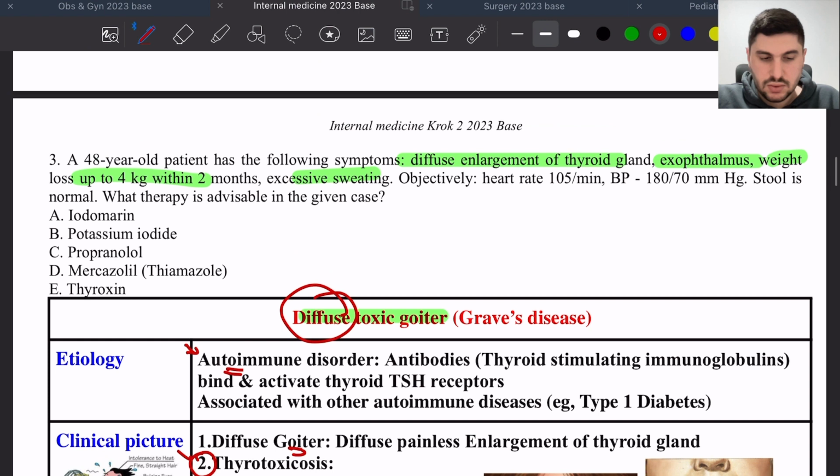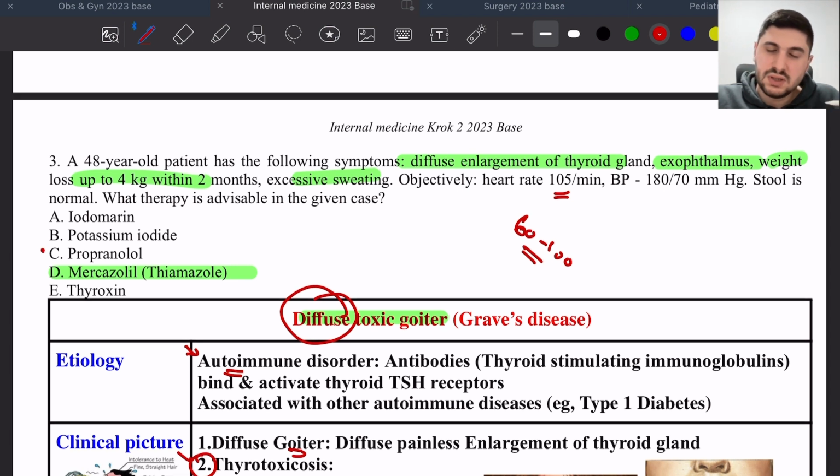Okay, so back to the question, we should give mercazolil. Heart rate here is 105 per minute, the normal 60 to 100. So propranolol, you will see in other questions, the heart rate will be like 160, 150, and they will not mention mercazolil as one of the options, and they will tell you what you should do, what you should prescribe for heart rate. I think that was the question that you should choose propranolol for.